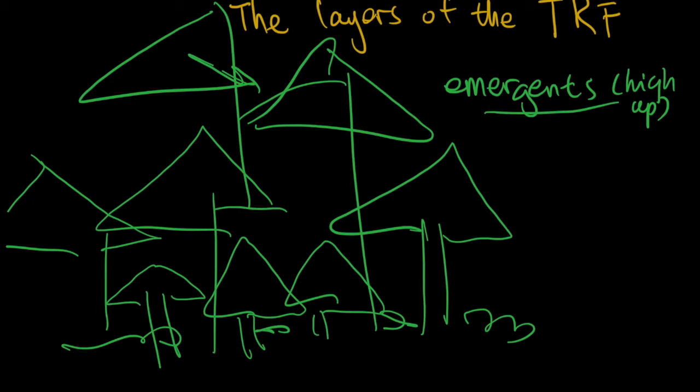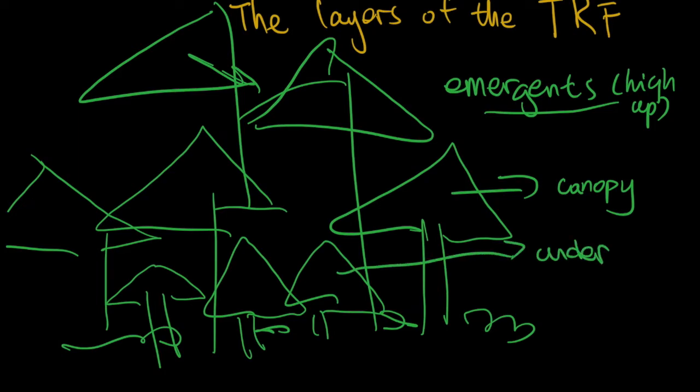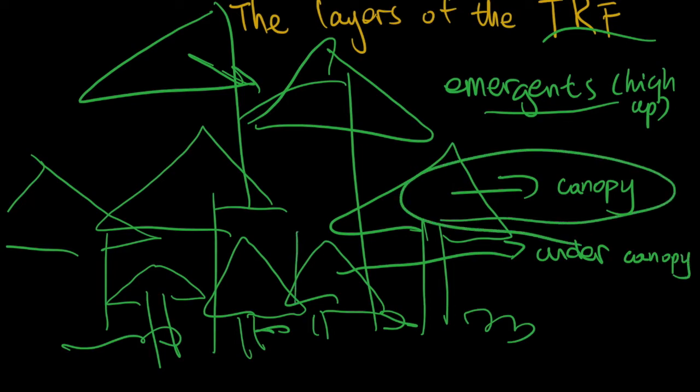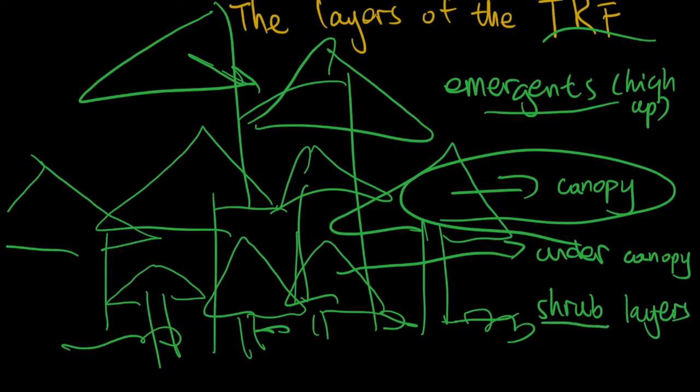And here it is called the canopy, a bit lower than the emergent layer. They're also high. And then these lower trees are called the understory, which is kind of the lowest trees in the TRF. TRF is the tropical rainforest. The understory trees are going to replace the canopy when they grow higher. And down here, these are the shrub layers, very near to the soil, where shrubs live.